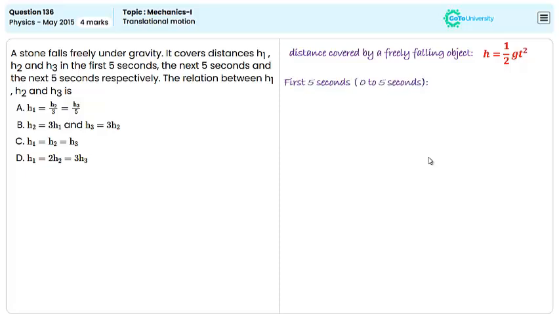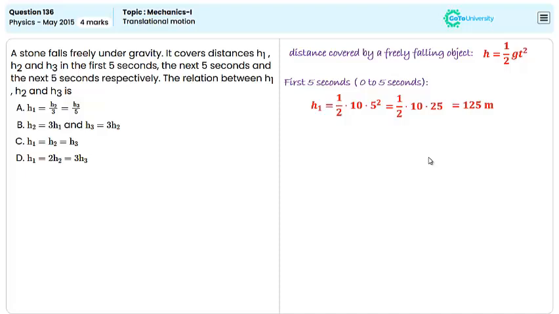First 5 seconds, that is 0 to 5 seconds, we have h1 is equal to half into 10 into 5 square. Here g is nothing but 10, which is constant, and t here is 5 seconds. So 5 square is 25, and half into 10 into 25 is equal to 125 meters.